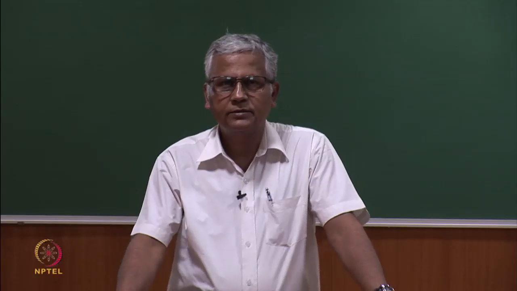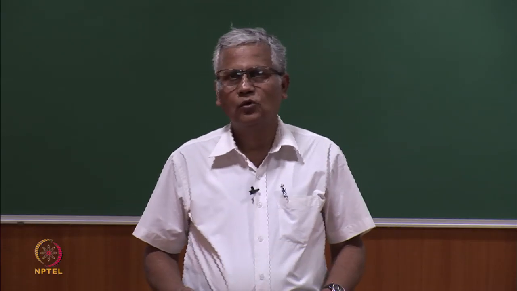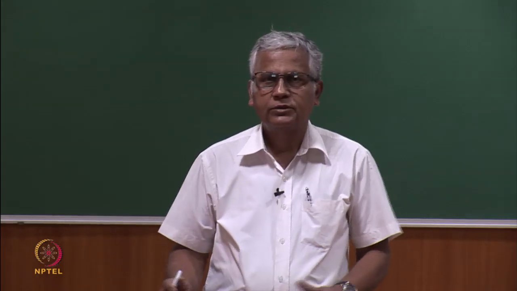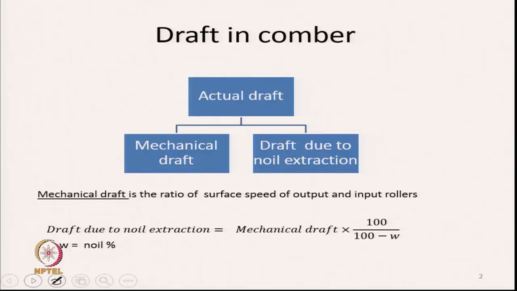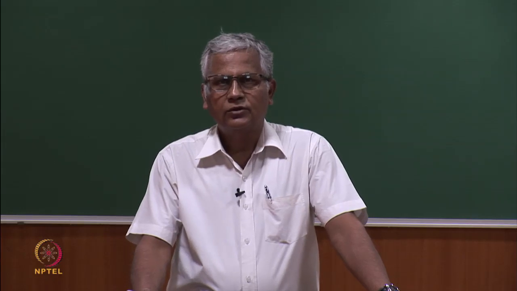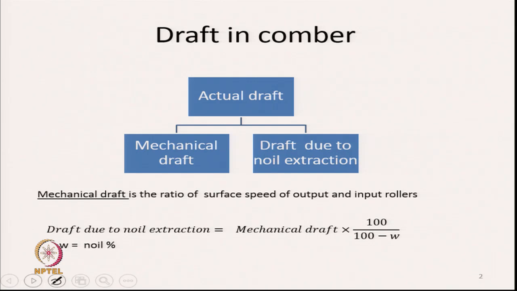Today we are going to discuss calculation of process and performance parameters of combing machine. We will start with draft. You are all familiar with the definition of draft and what draft basically means in the context of spinning. So, in the case of comber, we can say that the actual draft has two components. One is the mechanical draft and the other one is the draft due to noil extraction.